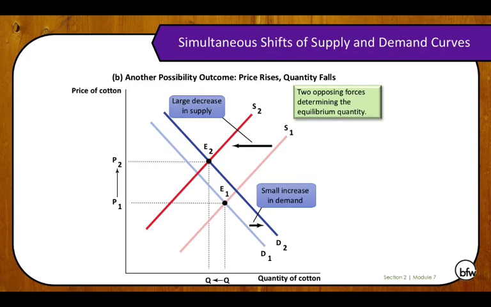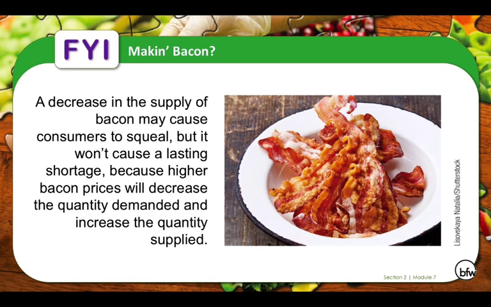This shows a large decrease in supply accompanied by a small increase in demand. And you can see when that happens that we know that the price goes up, but in this case the quantity went down.